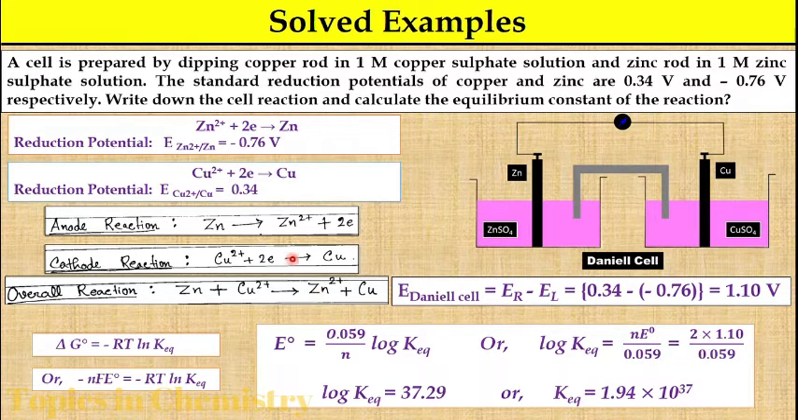The n value, the number of electrons exchanged, is 2. So that's why n is equal to 2. So 2 into 1.10 divided by 0.059. Therefore, log K equilibrium is equal to 37.29, and the antilog of this value will give you the equilibrium constant. So K equilibrium is equal to 1.94 into 10 to the power 37. That is the value of the equilibrium constant. So this is the overall cell reaction: Zn + Cu2+ gives you Zn2+ + Cu, and the equilibrium constant of the cell is equal to 1.94 into 10 to the power 37.